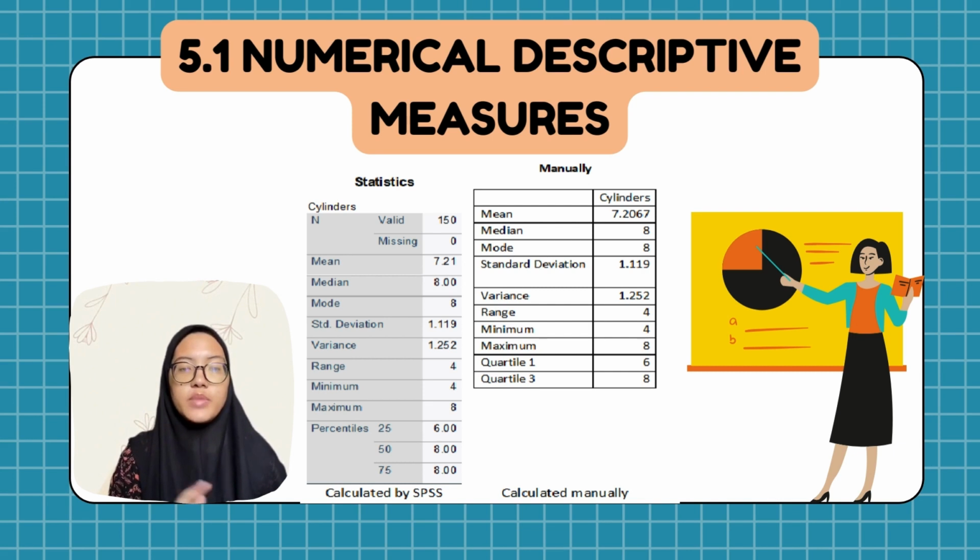Meanwhile, the calculations of median, mode, standard deviation, variance, range, minimum and maximum show the same results. Likewise, the quartile values in both methods are similar, with the first quartile of 6 and the third quartile of 8. Overall, the comparison between SPSS and manual results shows high consistency in providing similar statistics for each measurement parameter, confirming the reliability of both methods in producing consistent statistical analysis.